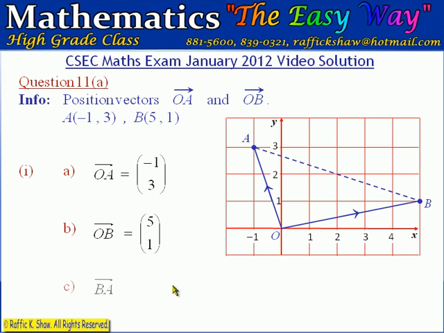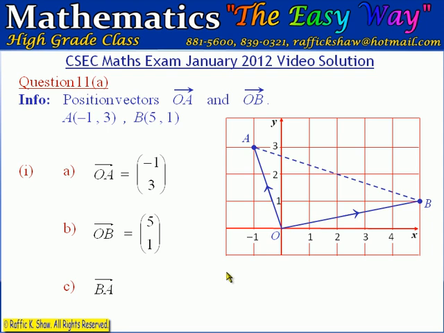Then the third part is asking us for the vector BA. Now that's a displacement vector, the displacement vector that will take us from B to A. If you look at the diagram, to go from B to A, going along the components of the X and Y, we would have to go 6 units backwards, 1, 2, 3, 4, 5, 6, and 2 units upwards, 1, 2. So therefore, the vector BA, based on the diagram, would be -6, 2. That's -6 in the X direction, 2 units in the Y direction.